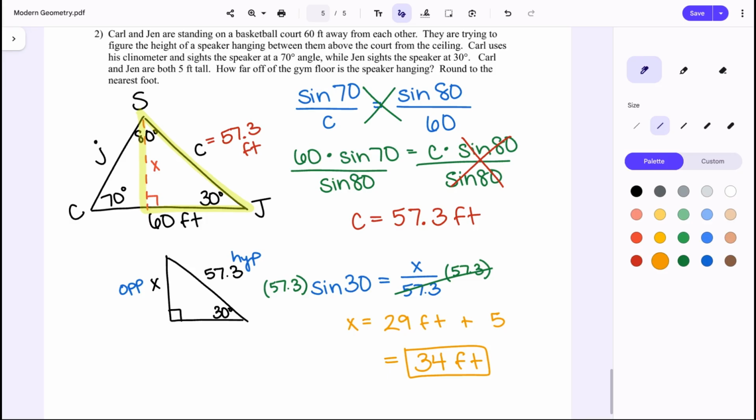Good. Questions on that one? That was a little more involved because we used law of sines, and then we went back to what you guys would have used in the last unit, still talking about trig, just going back to our right triangles.